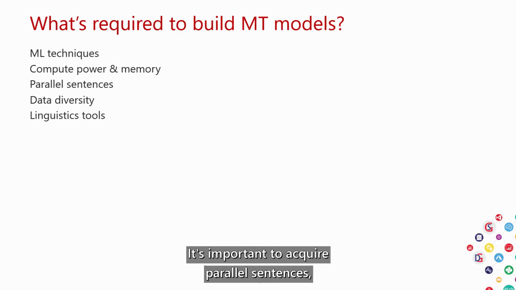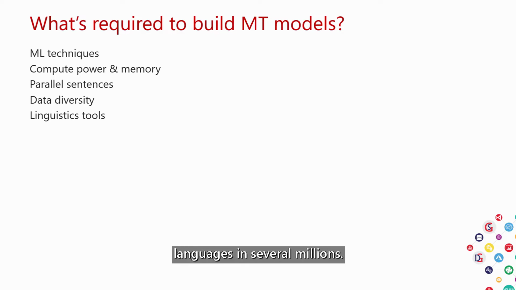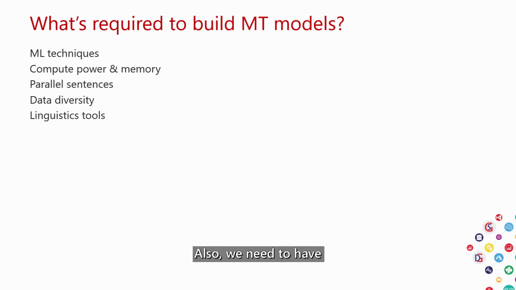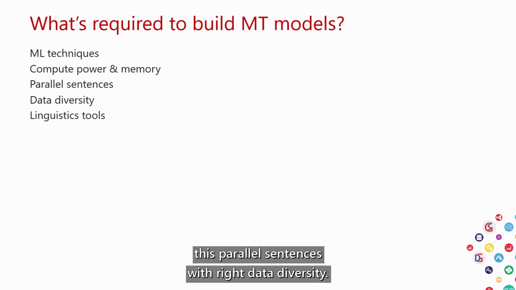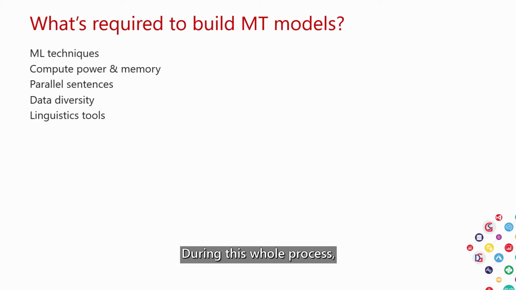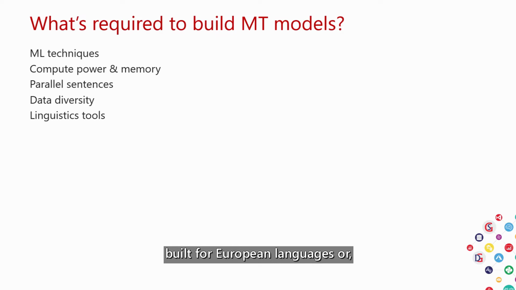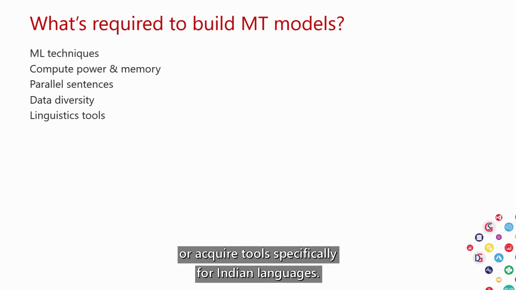It's important to acquire parallel sentences, which is same sentence in source and target languages in several millions. This is a very challenging task for Indian languages. Also, we need to have these parallel sentences with right data diversity. During this whole process, you need bunch of linguistic tools. We could use some of the linguistic tools built for European languages. However, we also had needs to build or acquire tools specifically for Indian languages.